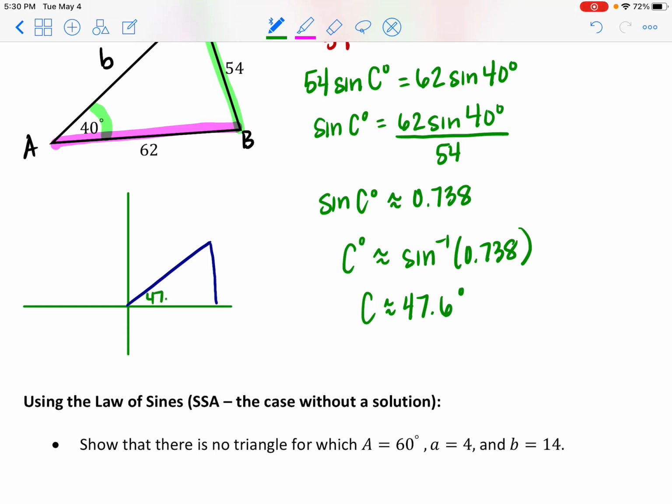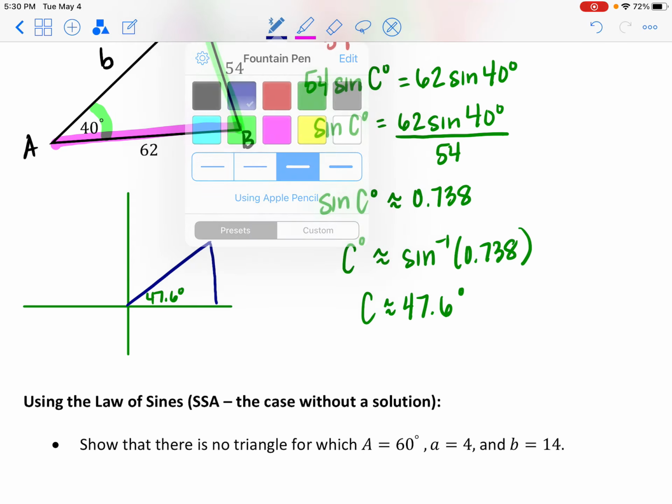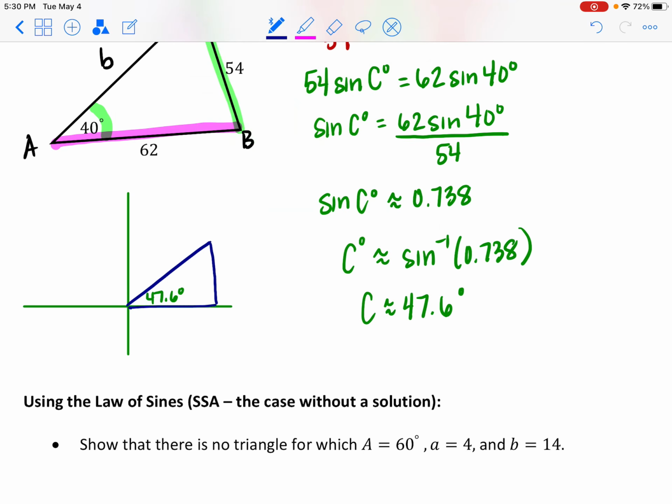If I put 47.6 degrees, we know 47.6 degrees would be in quadrant 1. So that would be that triangle in quadrant 1. But there's another case, right? Are we talking about the triangle that's in quadrant 1, or the triangle that's in quadrant 2? The same exact triangle would have the same exact sine, right? The coordinates here where it would hit the unit circle would be the same.